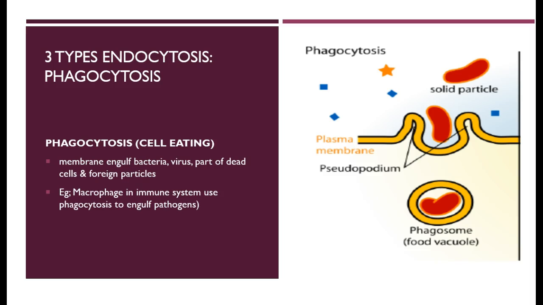Phagocytosis, or cell eating, is a process where the membrane engulfs bacteria, viruses, a part of a cell, and foreign particles. An example of phagocytosis is when the macrophages in the immune system use the process of phagocytosis to engulf pathogens.